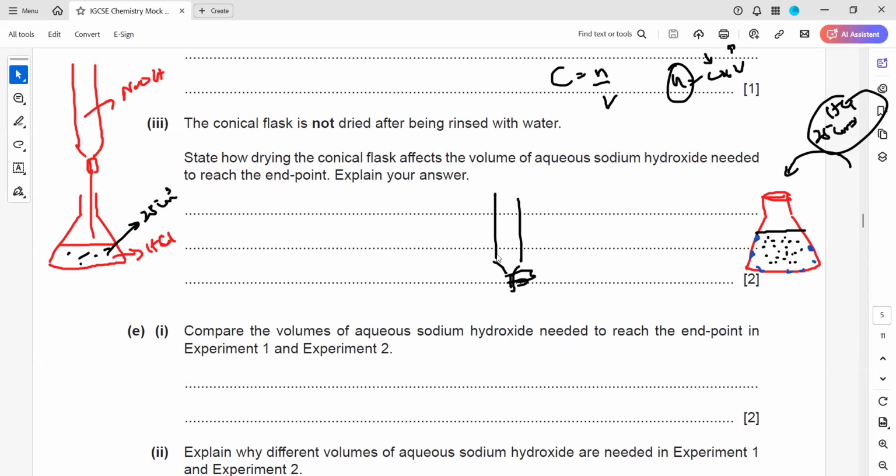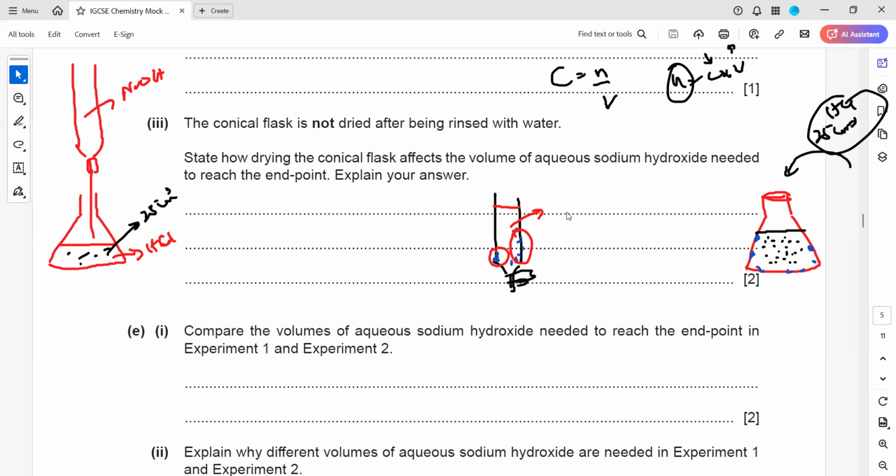Some of the water is there, the water droplet. And then I refill the burette. So when I refill the burette, now this will have fewer moles. Why fewer moles? Because some of the water molecules are there and the remaining is the sodium hydroxide. So if you wash a burette or a pipette with the distilled water, yes, it will make a difference to the reaction. But if you wash the conical flask with the distilled water and you don't dry it, it does not make a difference to the amount needed.